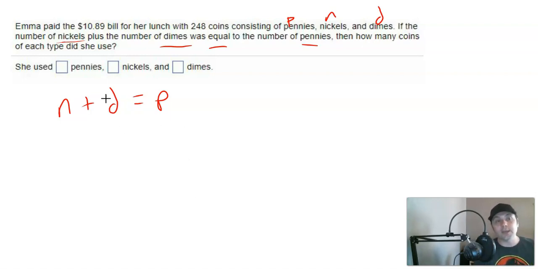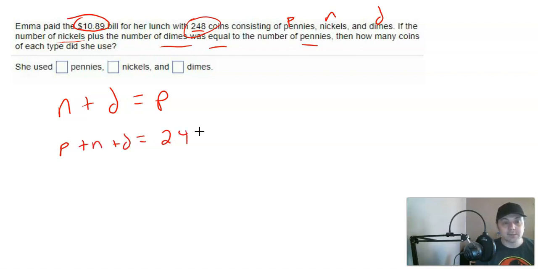But the other two equations we'll have to do a little bit more digging to find. They are based on the value of the coins and the number of coins that there are. So there's 248 coins altogether. That tells me that the number of pennies plus the number of nickels plus the number of dimes has to be 248. If I take the number of each of my coins and add them together, we're told that it's 248 coins altogether.